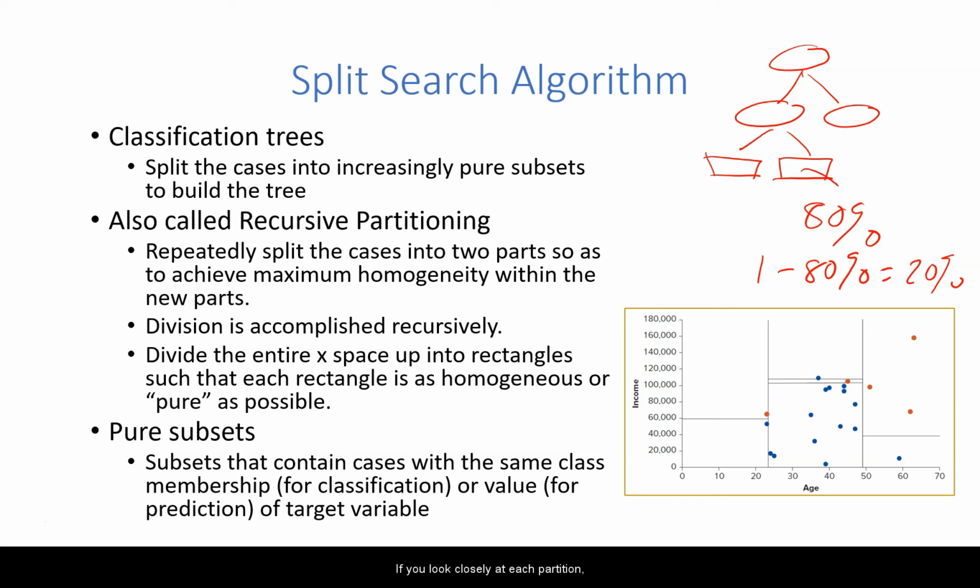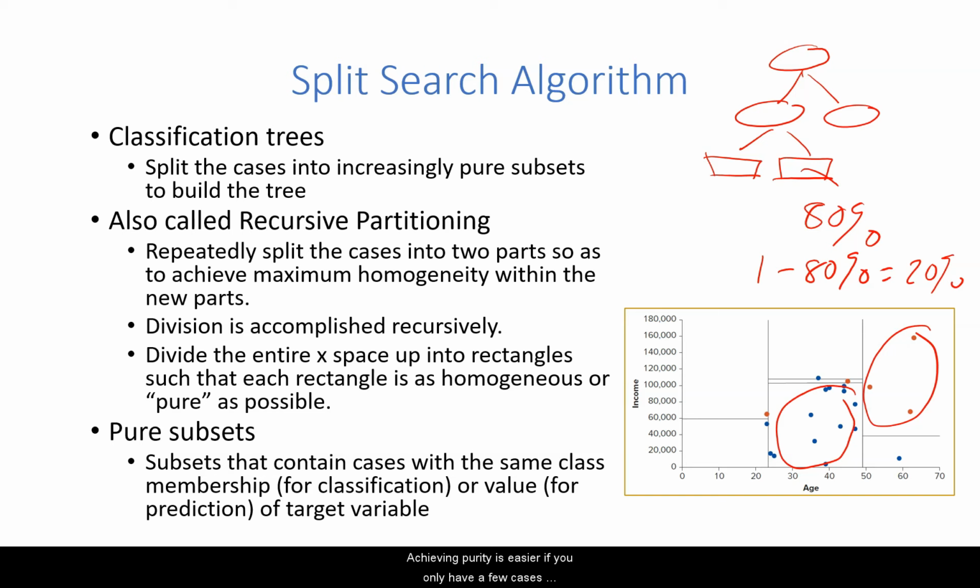If you look closely, each partition only contains cases that belong to the same class. For example, all cases in this partition belong to the red class, and all cases in this partition belong to the blue class. When all cases in the partition belong to the same class, we call this partition a pure partition or subset. So that is how we define pure subset in classification.